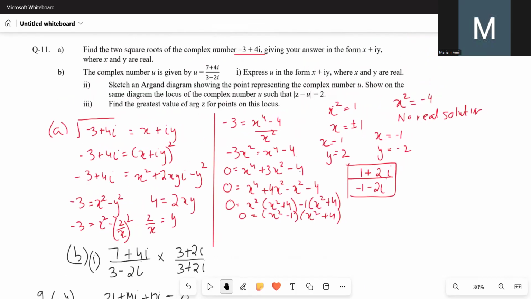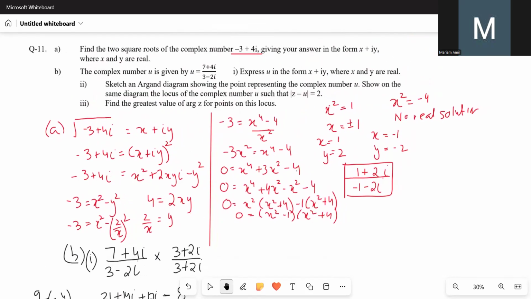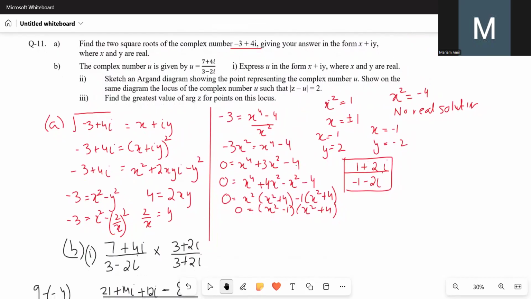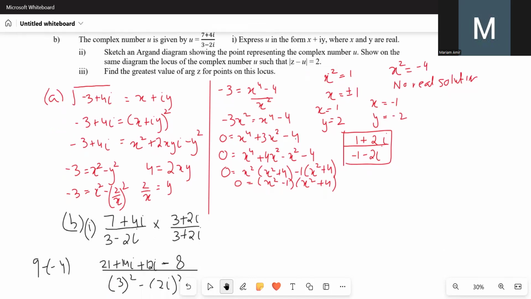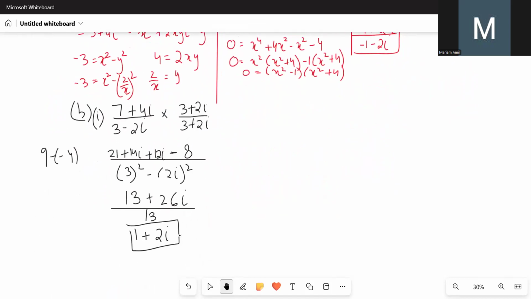Next is sketch an Argand diagram showing the point representing the complex number u. Show on the same diagram the locus of complex numbers z such that modulus of z minus u is equal to 2. All right, so first thing we need to do is plot the complex number u on an Argand diagram. Let's get started with that.